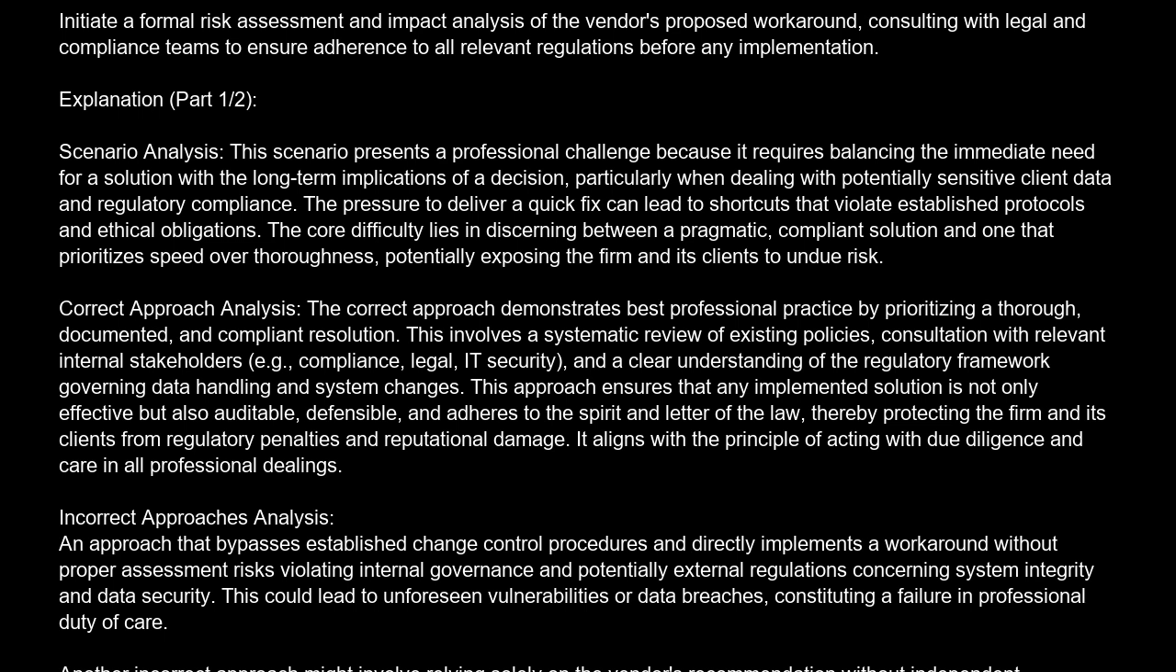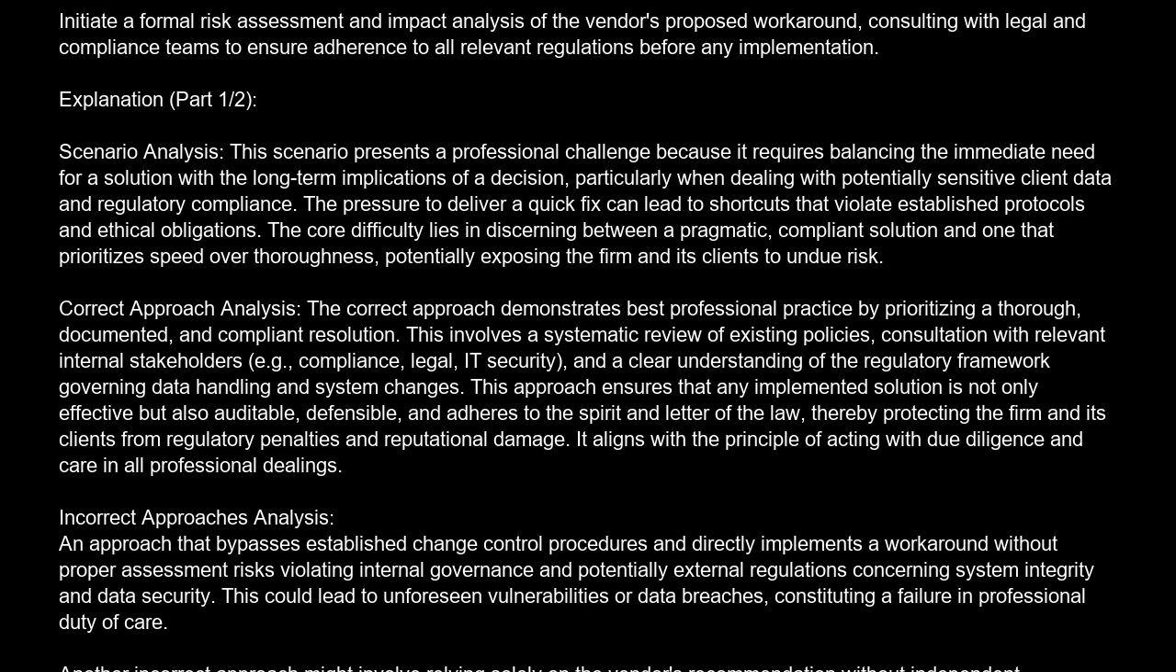Explanation. Scenario analysis. This scenario presents a professional challenge because it requires balancing the immediate need for a solution with the long-term implications of a decision, particularly when dealing with potentially sensitive client data and regulatory compliance. The pressure to deliver a quick fix can lead to shortcuts that violate established protocols and ethical obligations. The core difficulty lies in discerning between a pragmatic, compliant solution and one that prioritizes speed over thoroughness, potentially exposing the firm and its clients to undue risk.